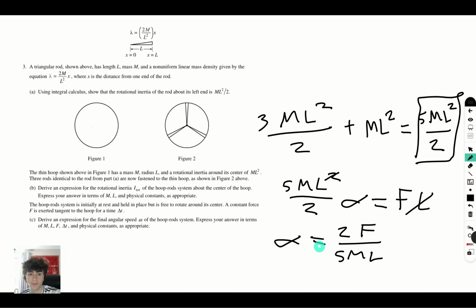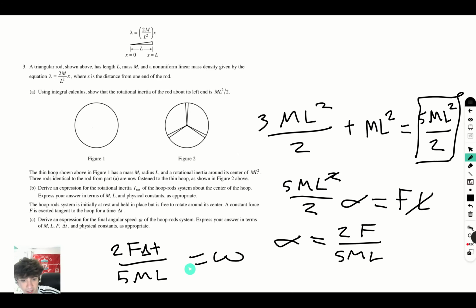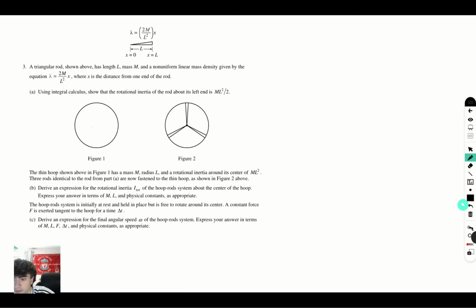And from here, if we know that alpha is just d omega over dt, then if we integrate both sides, we'll get that 2F delta t over 5ML is equal to our omega. So there you go, that would be your answer. So let's move on to the next part.